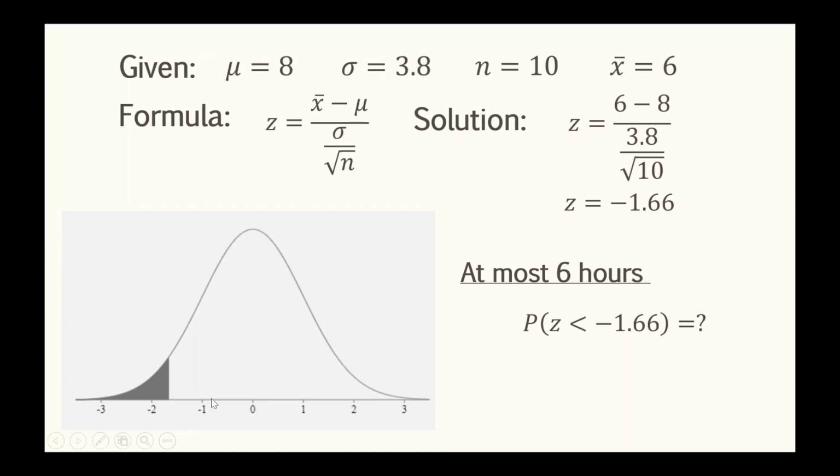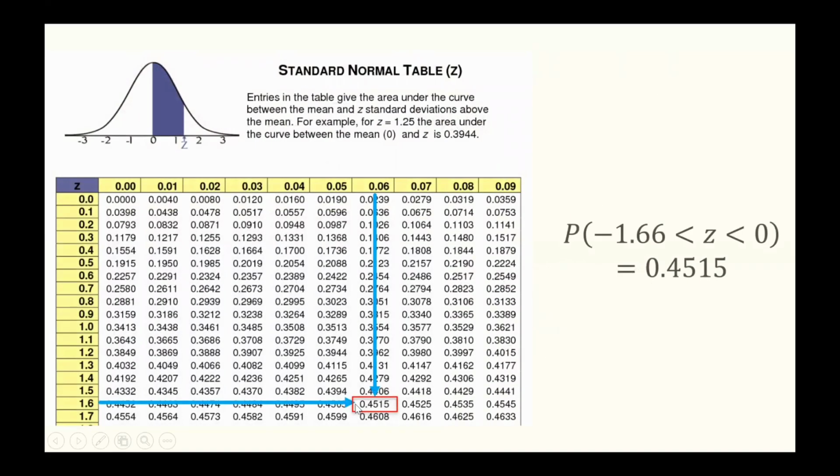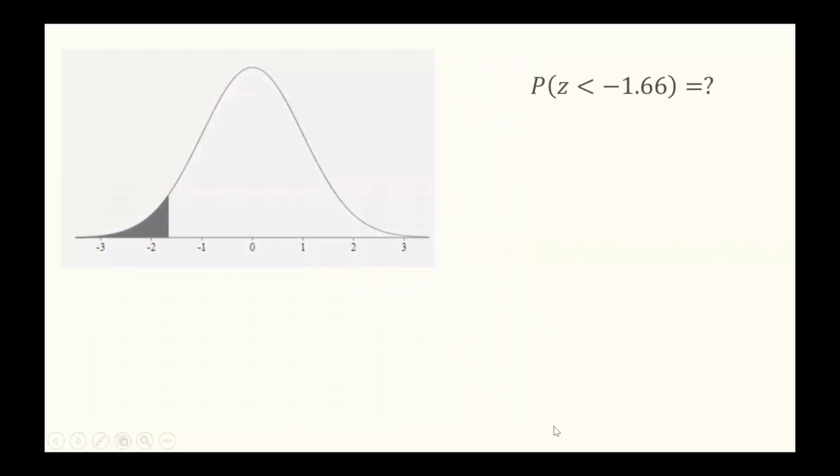To get the shaded region drawn in the normal curve, we have to get first the probability of negative 1.66 or from negative 1.66 up to the mean, which can be found directly from the standard normal table. So that is 0.4515. The intersection of 1.6 and 0.06. So now, remember that the half of normal curve is 0.5 or 0.5000.